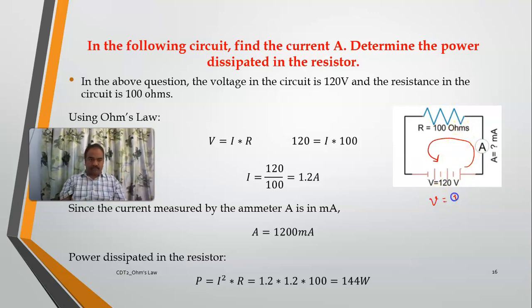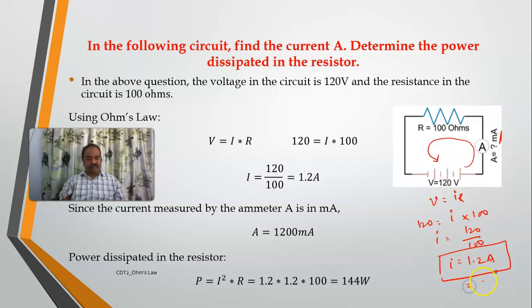So 120 is equal to current into 100. What is I then? 120 by 100, it is 1.2 amperes. This is your current. But he is asking in milliamperes, right? So if I convert it into milliamperes, it is 1200 milliamperes. This is what I have mentioned here.